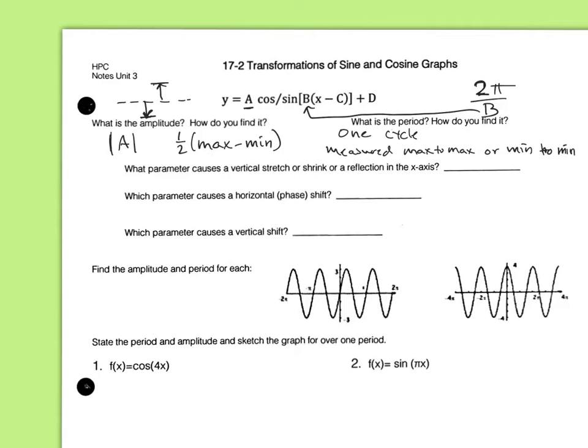What parameter causes a vertical stretch or shrink or reflection? That would be A, not the absolute value of A, just the value, just A. We're really going to call it amplitude. We will not call it vertical stretch or shrink.